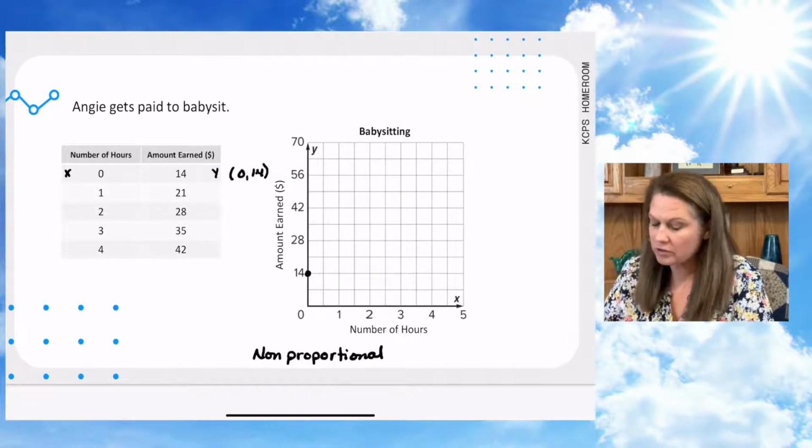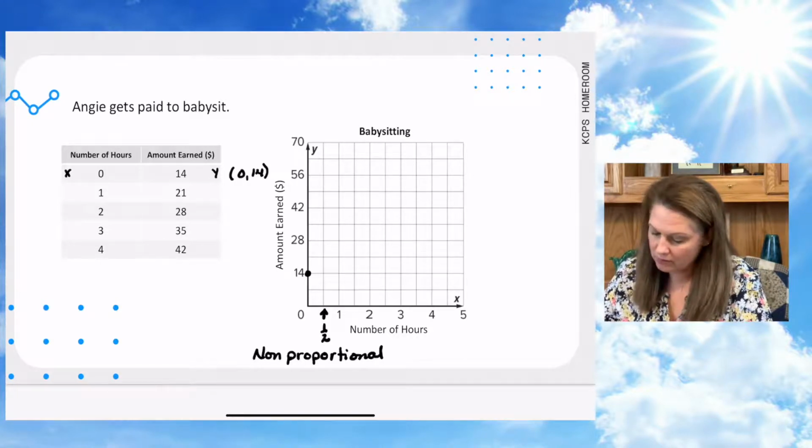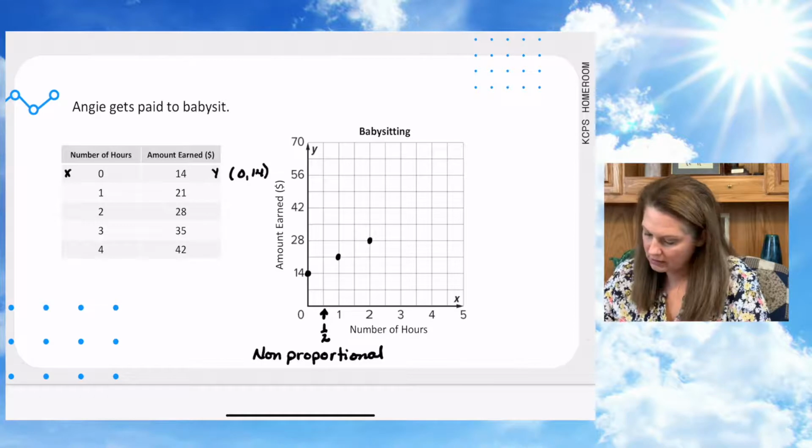So we're going to go over 2 this time. Remember, it's skip counting. That's 1/2. So we're going to go over 1, up 21. We're going to go over 2, up 28. Over 3, up 35. Over 4, up 42.